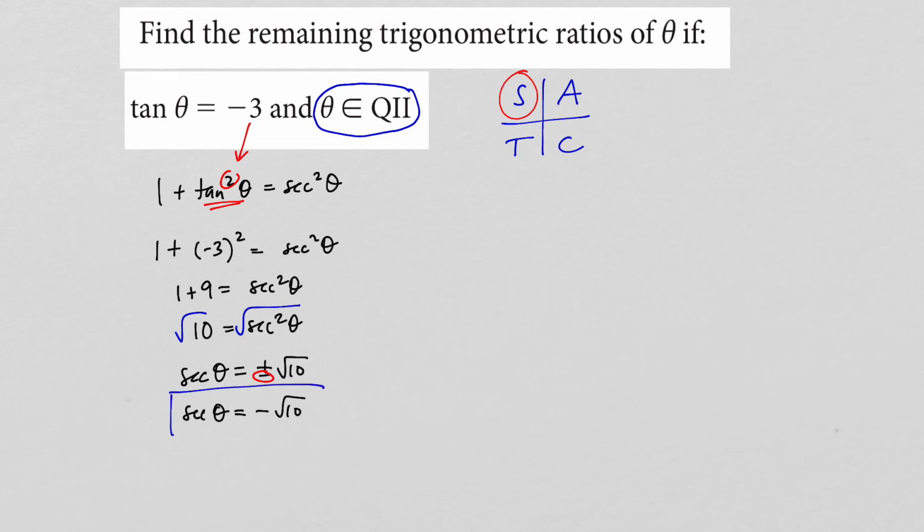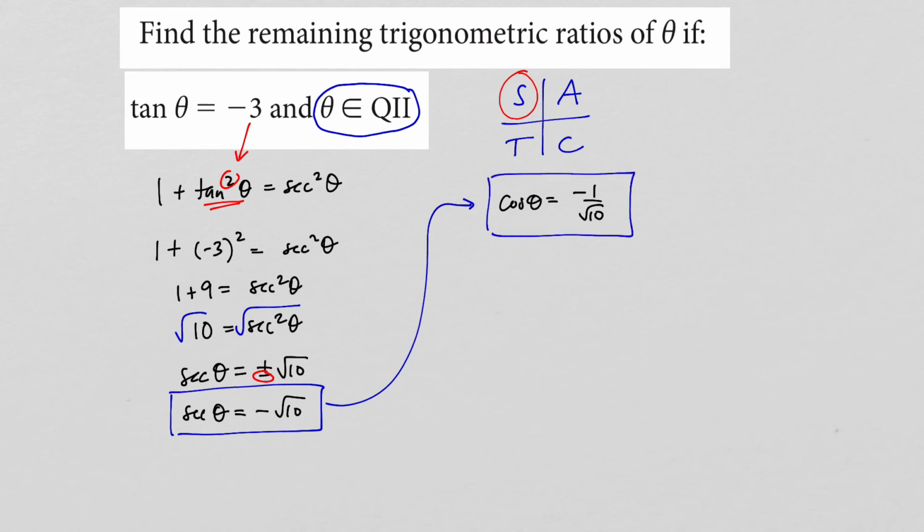Now, once we have secant, we can very easily get cosine because cosine is the reciprocal of secant. And so if secant is negative radical 10, cosine is going to be 1 over negative radical 10, which is the same as negative 1 over radical 10. And then from there, we can get sine, because remember, we know that tangent of theta is equal to sine of theta divided by cosine of theta. Tangent, we know, is negative 3. Sine of theta is unknown, but cosine of theta is negative 1 over radical 10.